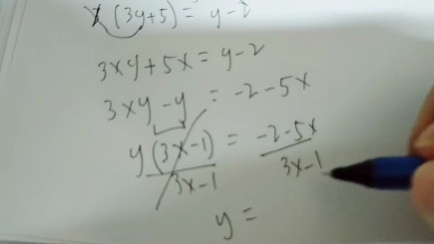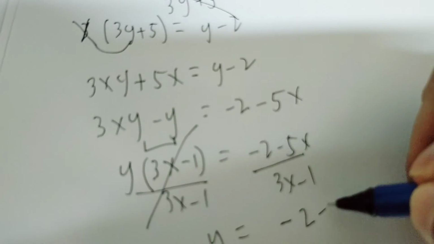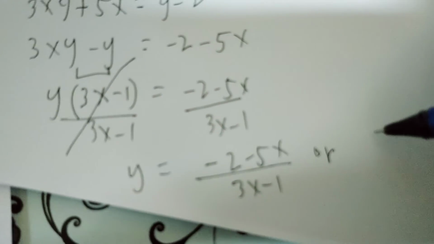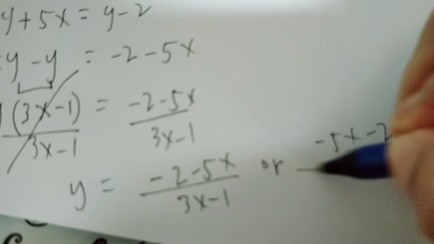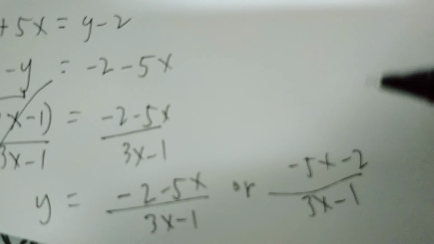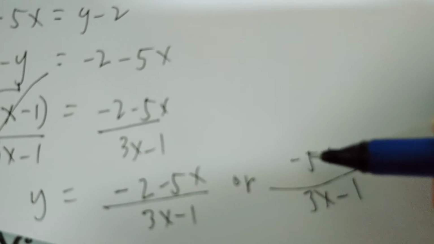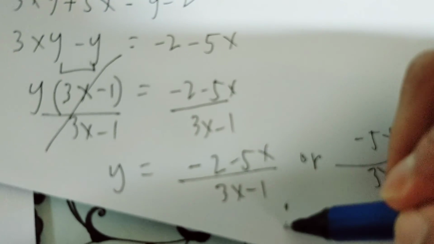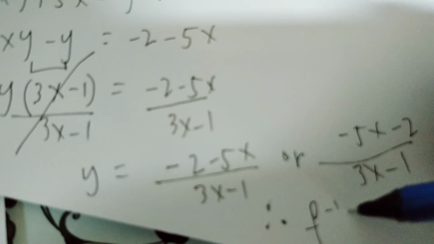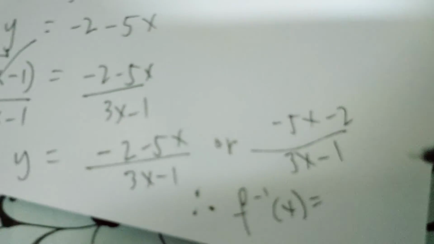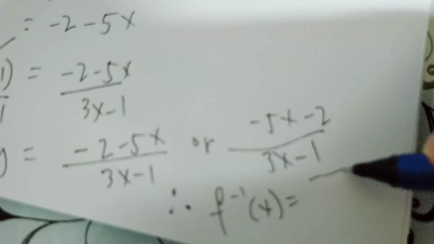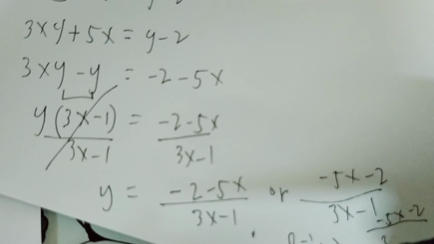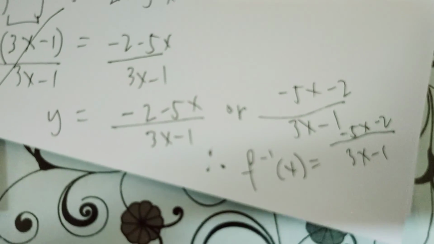So, y is equal to negative 2 minus 5x over 3x minus 1, or negative 5x minus 2 all over 3x minus 1. Kasi dito sa denominator, nauna si 3x. So, unahin natin yung may variable na x. Okay, kahit alin dyan. So, therefore, the inverse is equal to any of the two, negative 5x minus 2 all over 3x minus 1. Okay, so that's all. Thank you.